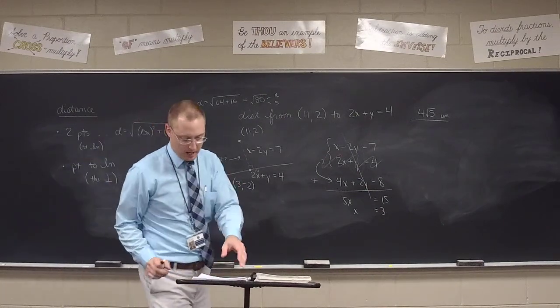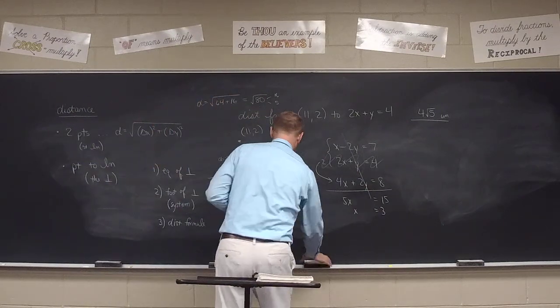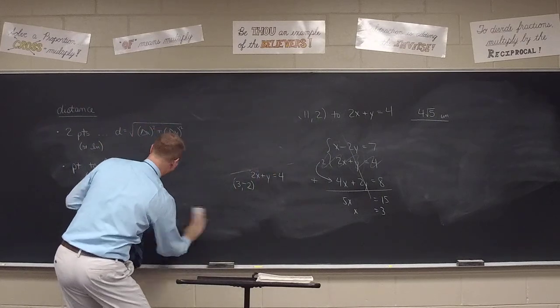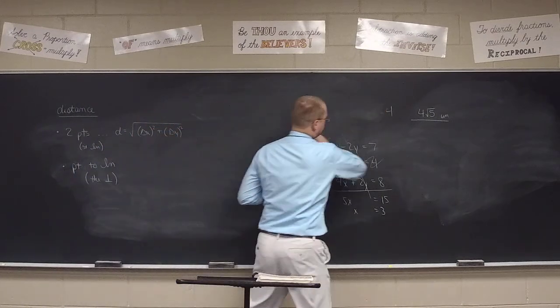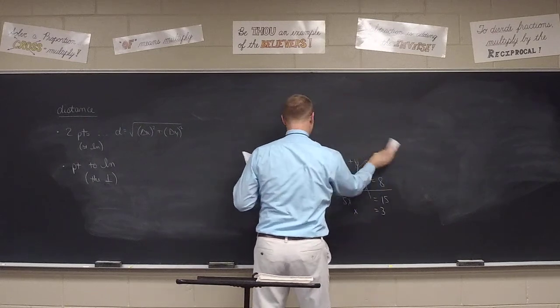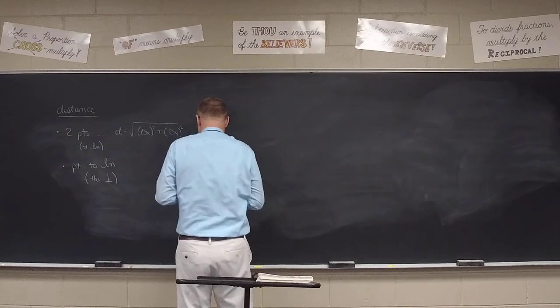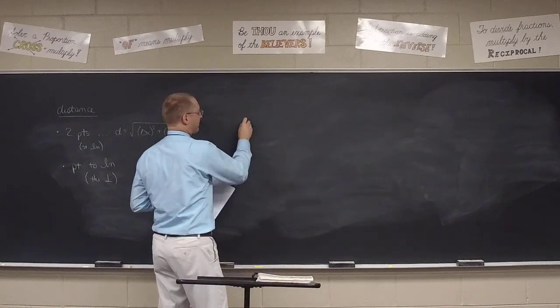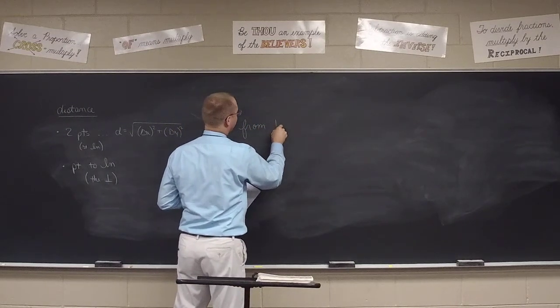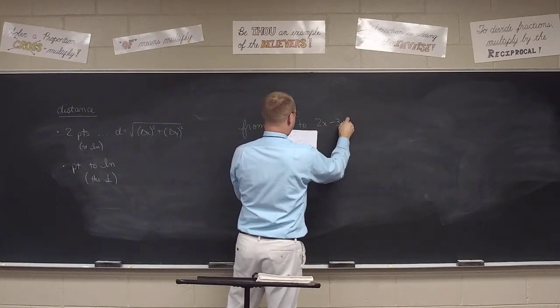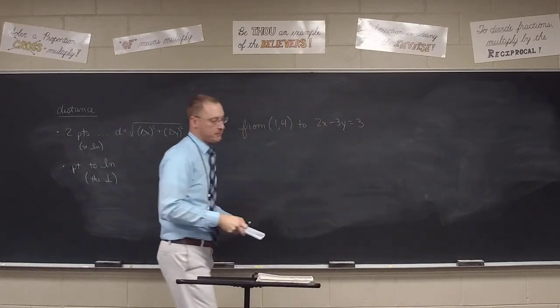All right, so then, let's change it up now. I want to find the distance from the point 1, 4 to the line 2x minus 3y equals 3. All right, from the point 1, 4 to the line 2x minus 3y equals 3.